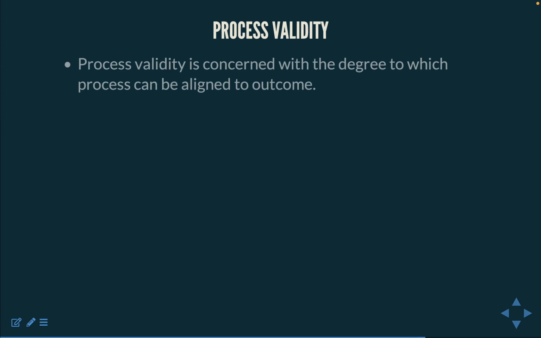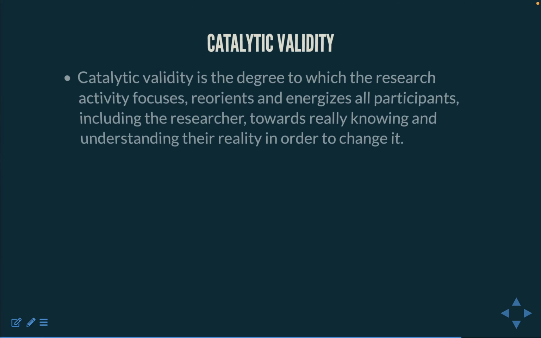Process validity is concerned with the degree to which a process can be aligned to the outcome. There is a need here to demonstrate the evidence gathered can sustain assertions made in the design and implementation of the action. Triangulation of the data collection techniques is applied to ensure that evidence can be corroborated from multiple sources.